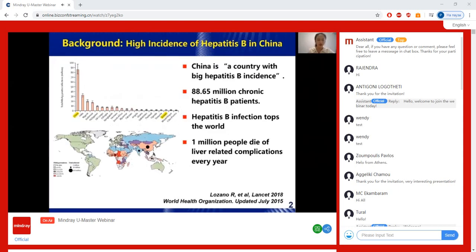China is a country with big hepatitis B incidence. There are over 88 million chronic hepatitis B patients in China, which has made China top the world of hepatitis B infection, and about 1 million people die of liver-related complications every year.